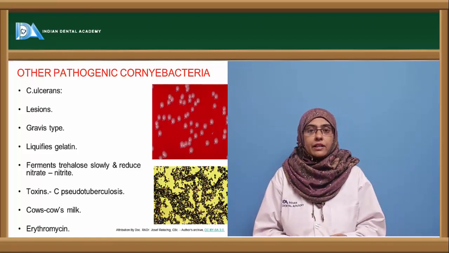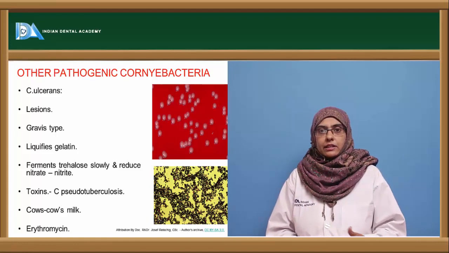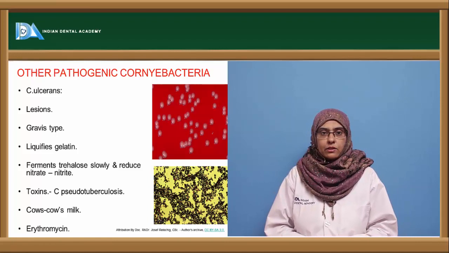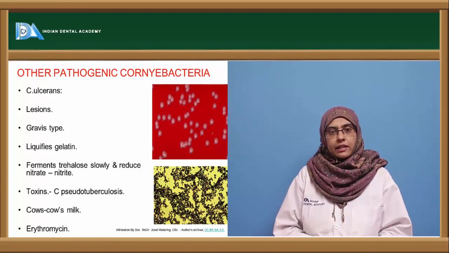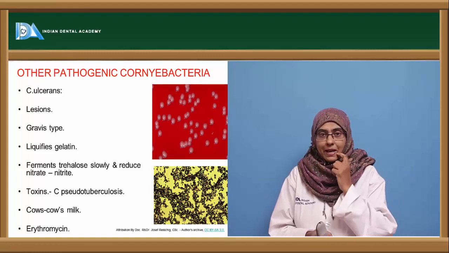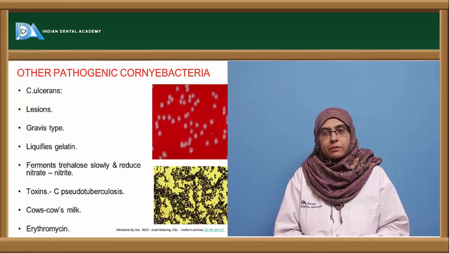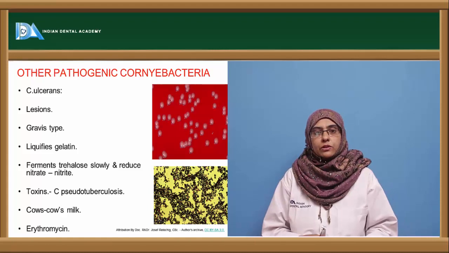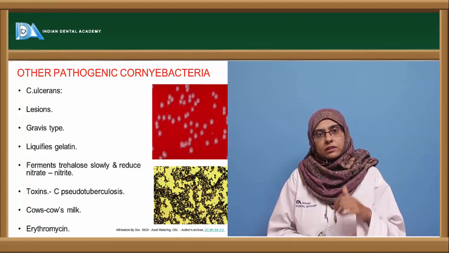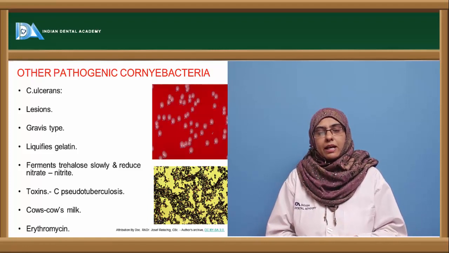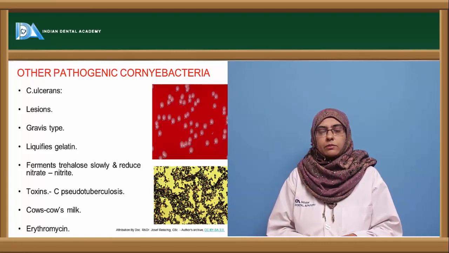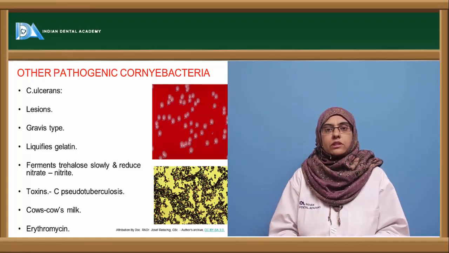They can be identified biochemically, as they are able to liquefy gelatin and ferment trehalose slowly, and they can reduce nitrate and nitrite. That is a distinguishing feature between Corynebacterium ulcerans and Corynebacterium diphtheriae. These organisms produce two types of toxins.